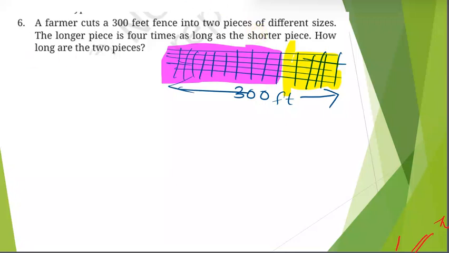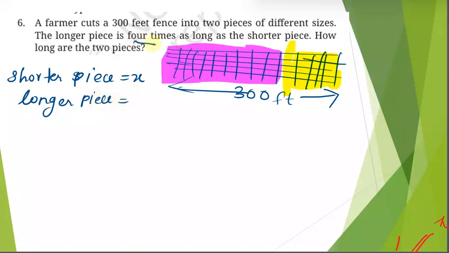Okay, so what should we take? We should take the shorter piece as x. Then the longer piece of the fence will be how much? Yes, it is 4 times as long as the shorter piece. It will be 4x, right? That clearly says that once we add these two pieces, 4x plus x, we will get 300 feet. Given total length is 300 only.